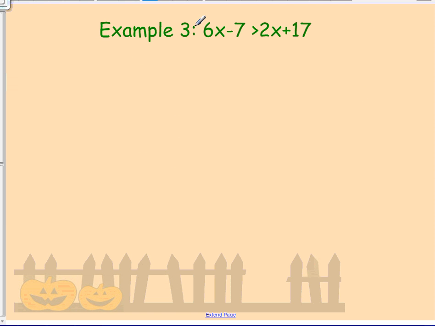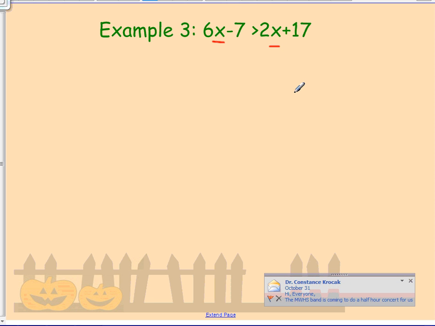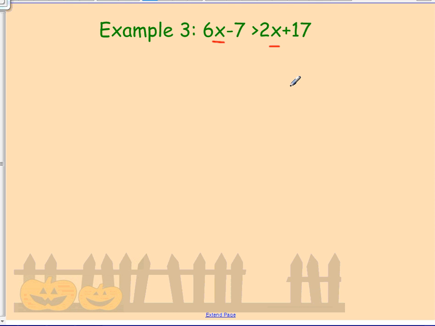We're going to do 2 more examples. Now on this example, as you can see, we have x on both sides. So we're going to have to pull the rules we know about variables on both sides of an equation. So we have 6x minus 7 is greater than 2x plus 17. In this case, I'm just going to put my variables on one side and my numbers on the other side.